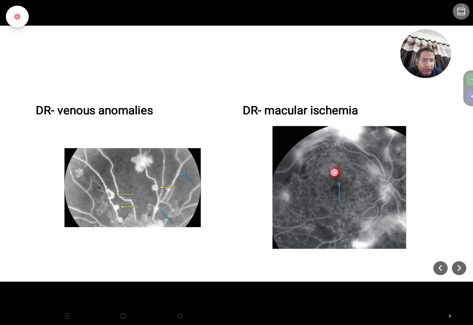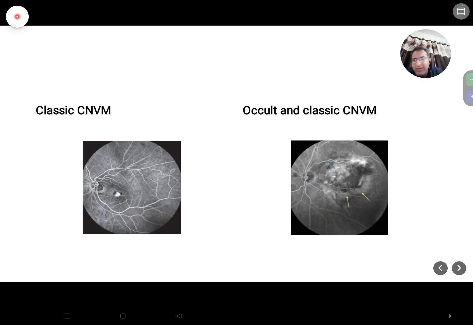Normally the hypofluorescent area at the macula is around 2 disc diameters in size. If it is more than that, we label it as macular ischemia. Here in this example, we can see leakage at many points along with a hypoperfusion area, that is macular ischemia happening in too large an area. So this is a classic example of macular ischemia.